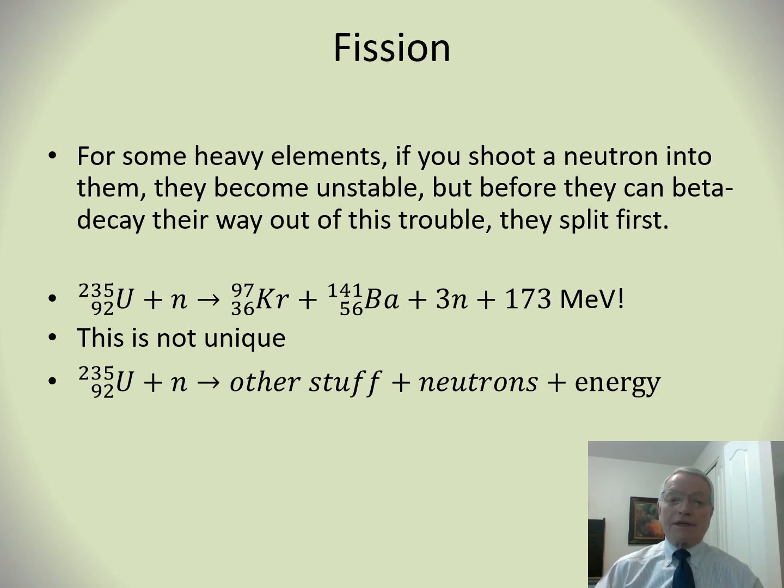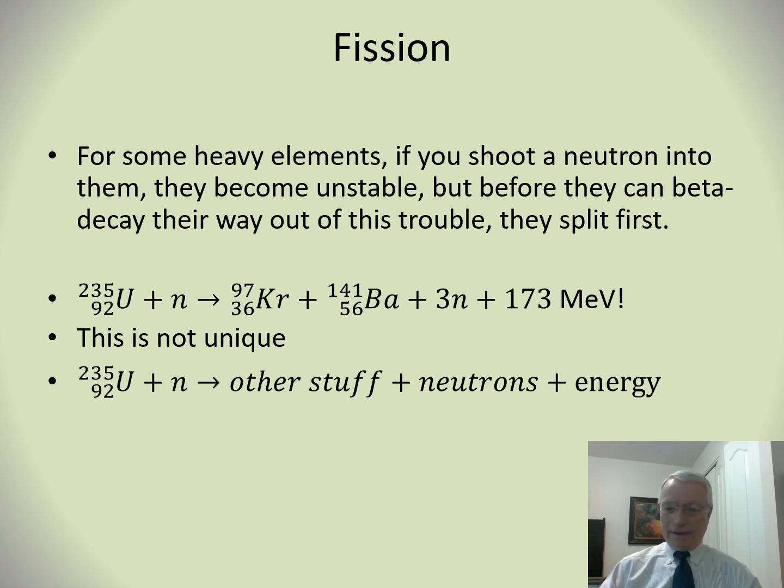And that energy mostly comes out in the neutrons. It always comes out in the light thing. And this isn't unique. It might not be krypton-97. It might be whatever element 35 is, or 34 or 33, and then instead of barium it would be 57 or 58, 59. It's not unique, the pieces they fall apart into. And you get different numbers of neutrons out. But the important thing is that it falls apart, it gives off a lot of energy, and it gives off a bunch of neutrons.